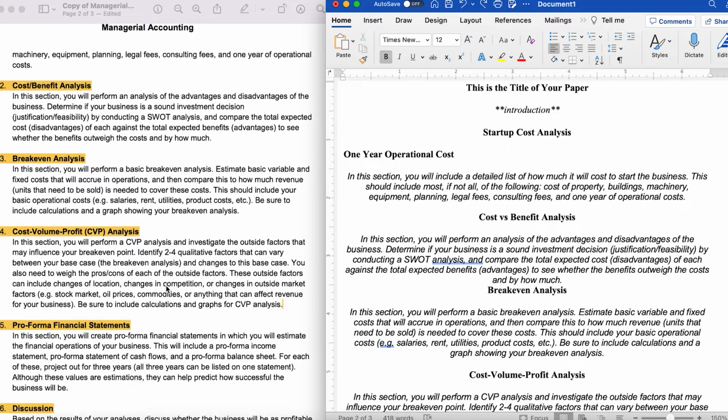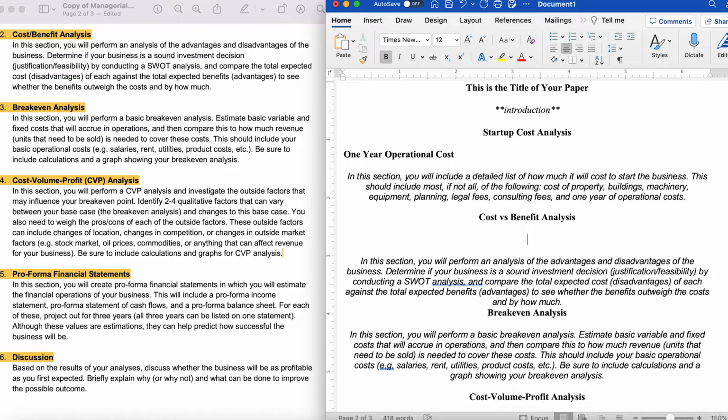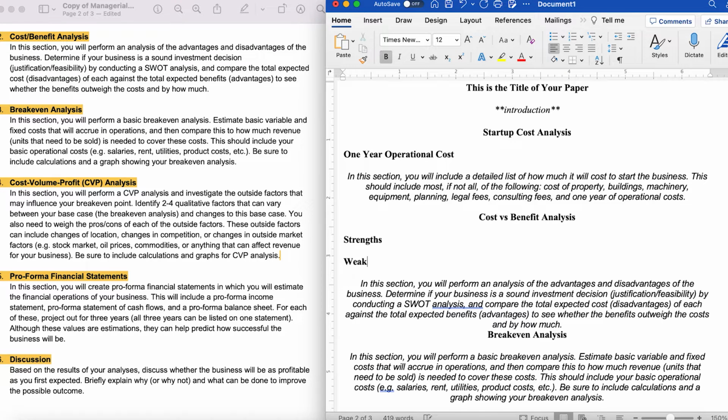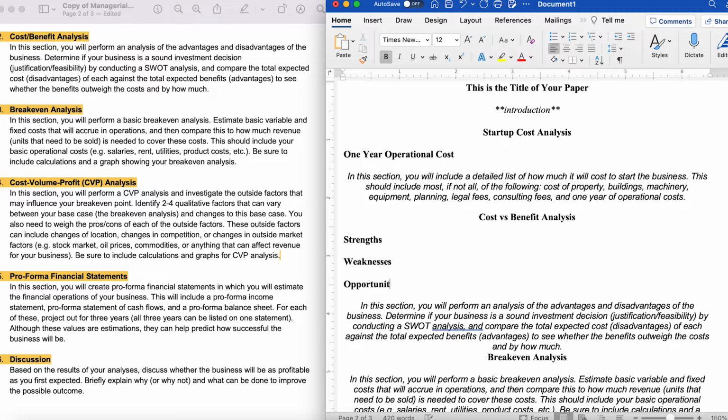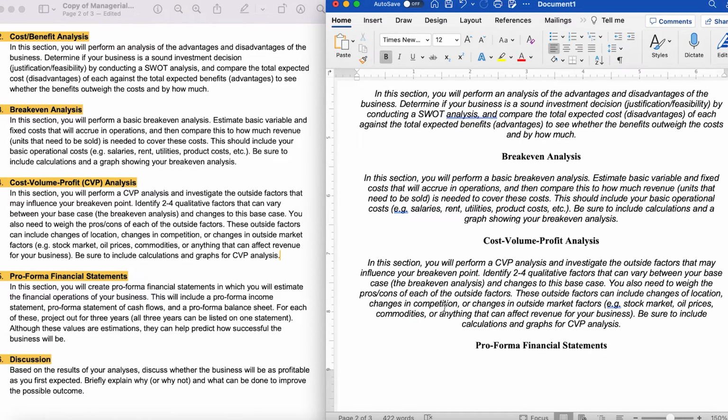That leads us on to section 2, which is asking us to perform a cost-benefit analysis through a SWOT analysis, which, if you're not familiar with what a SWOT analysis is, it simply stands for strengths, weaknesses, opportunities, and threats. Next, we have our break-even analysis.